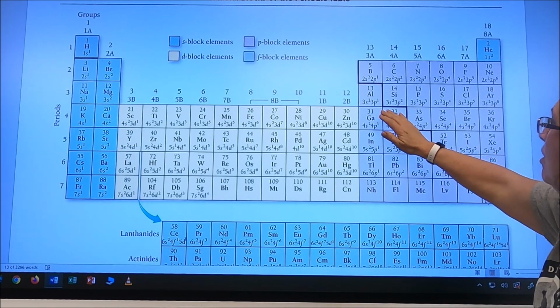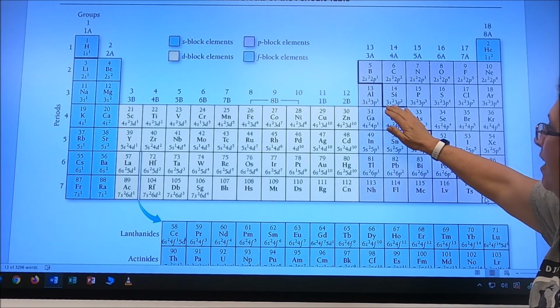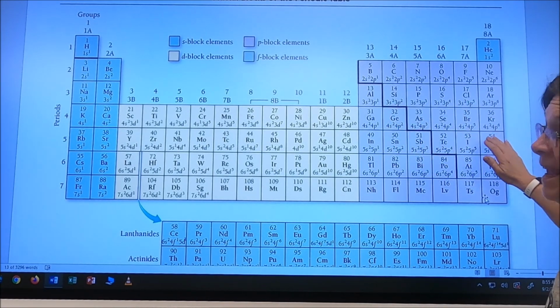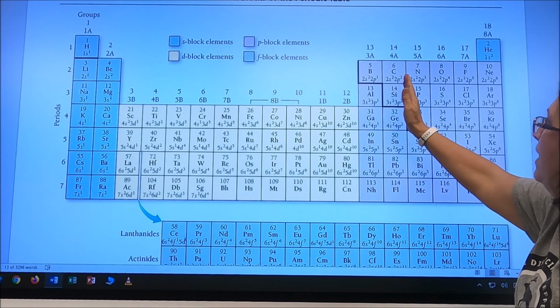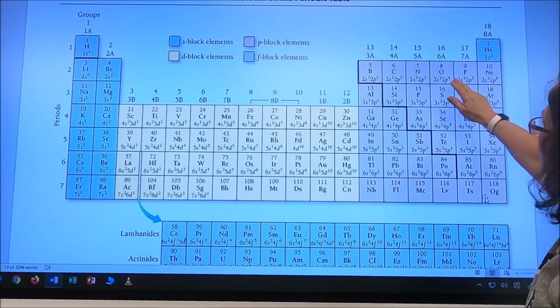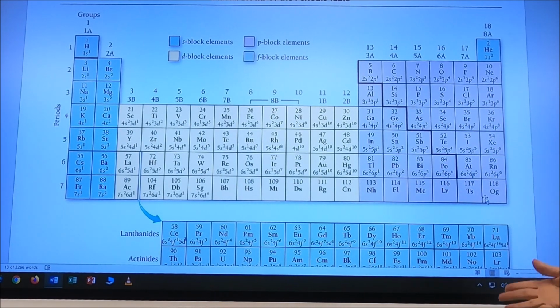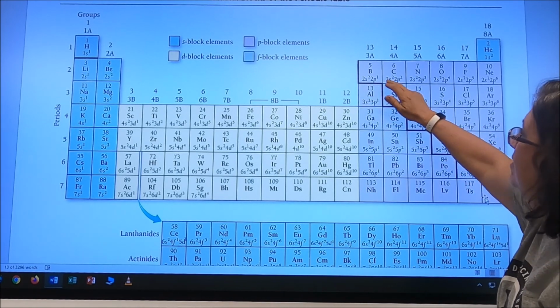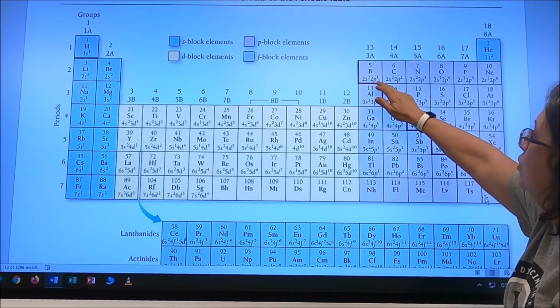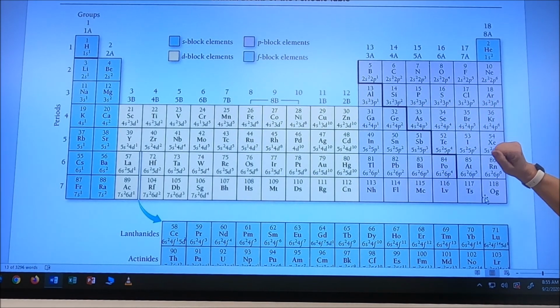All the elements here have electrons going, at the end of their electron configuration, into a P subshell: p1, p2, p3, p4, p5, p6. As you notice, the P block is 6 elements wide, and that's because the P subshell can hold 6 electrons. And again, they're on a row. This is the second row, so I have 2s2, 2p1, all the way to 2p6.